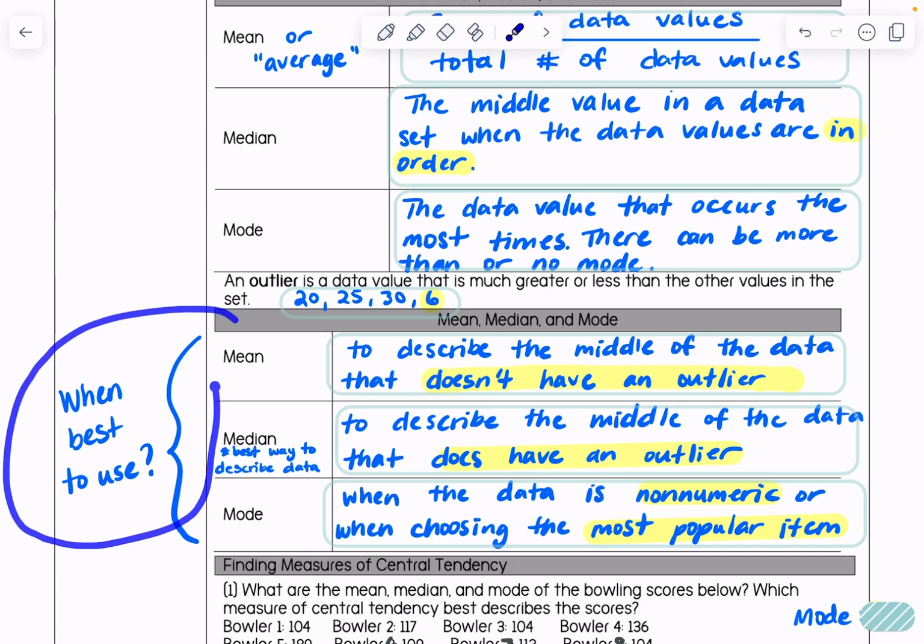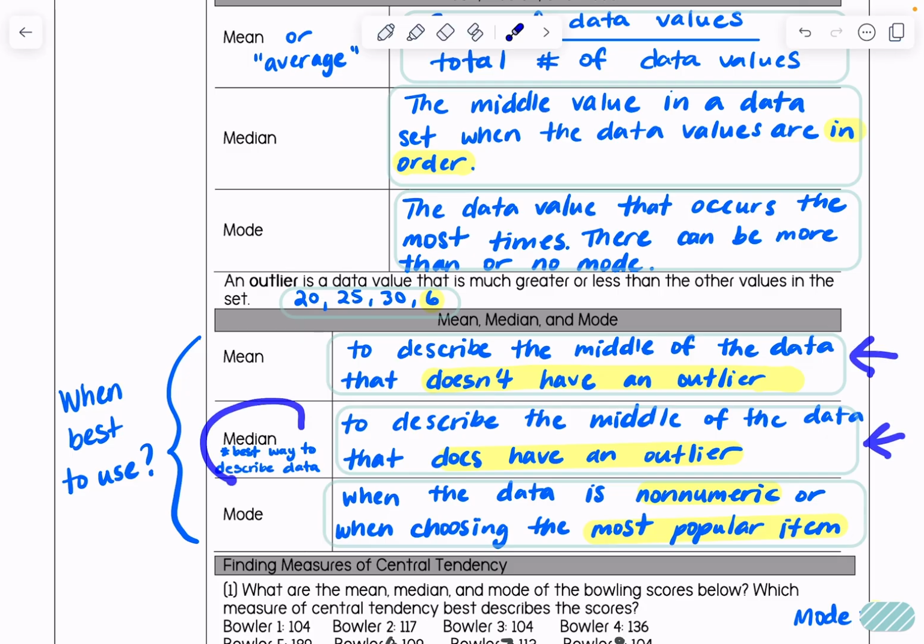So when is it best to use mean? Let's just say there's no outlier. That's the main part. If there's not an outlier, it's best to use mean. With test averages, I wish they didn't do mean on Canvas. I wish they would do median. Median is the best way to describe data when something does have an outlier. Like when I said if a person has a 15%, but everybody else got C's, B's, and A's, that person that got a really low grade is going to bring down that average by quite a bit.